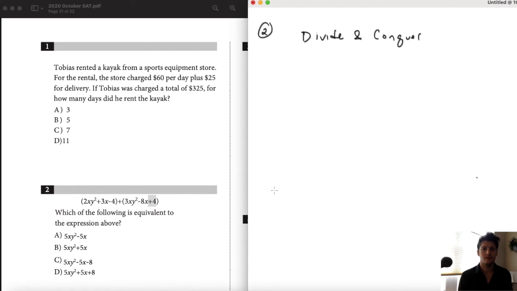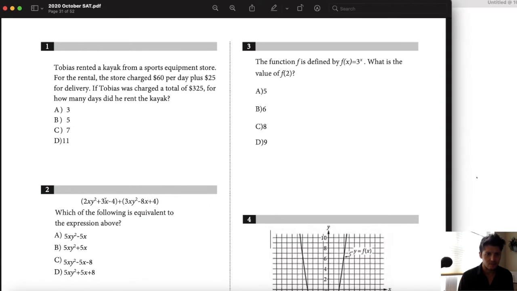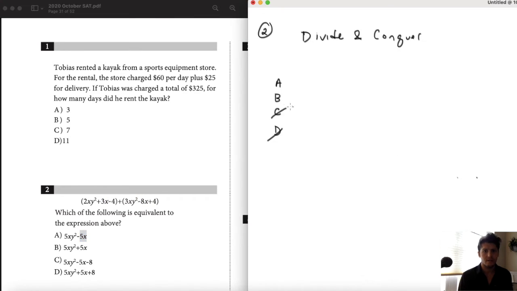Well, that means right away that I can get rid of answer choices C and D, which have this negative or positive 8. There's no sign change, which is always something to be aware of, but that's not happening here. So that's out. Well, now let's just deal with the x's. There's positive 3x and then plus negative 8x is negative 5x. That's enough to finish this problem out. It's got to be answer choice A.